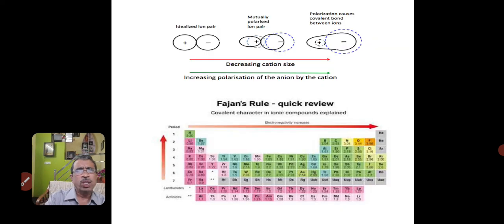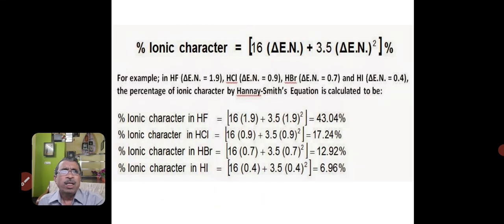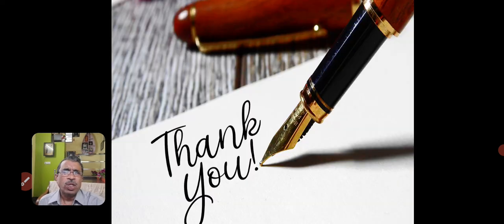This slide shows the polarizability and also how, by Fajan's rule, the covalent character in ionic compounds increases and decreases across the period and along the group. This is the slide that shows how to calculate the percent ionic character in various molecules. So students, go through this and try to learn about the ionic character in covalent compounds.